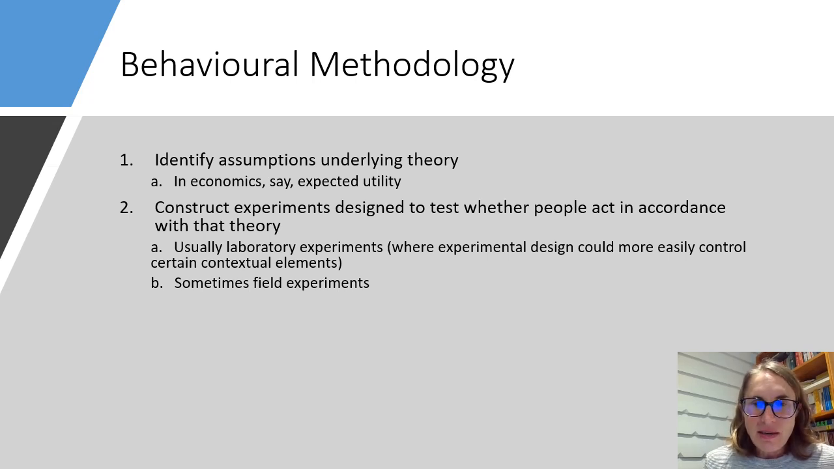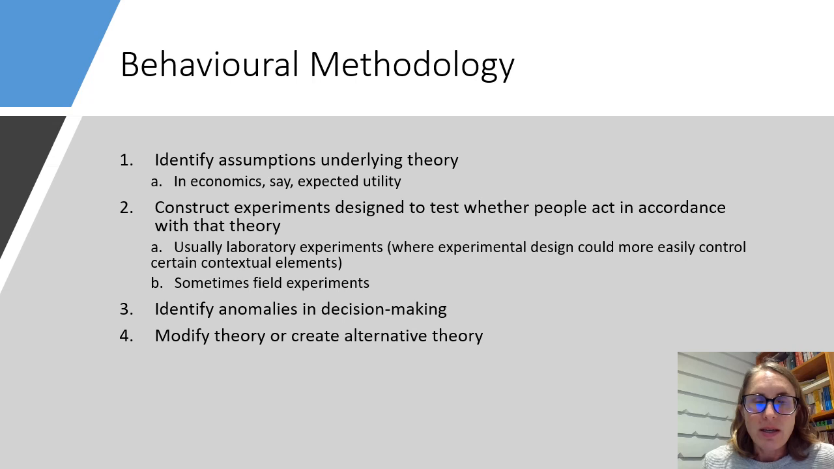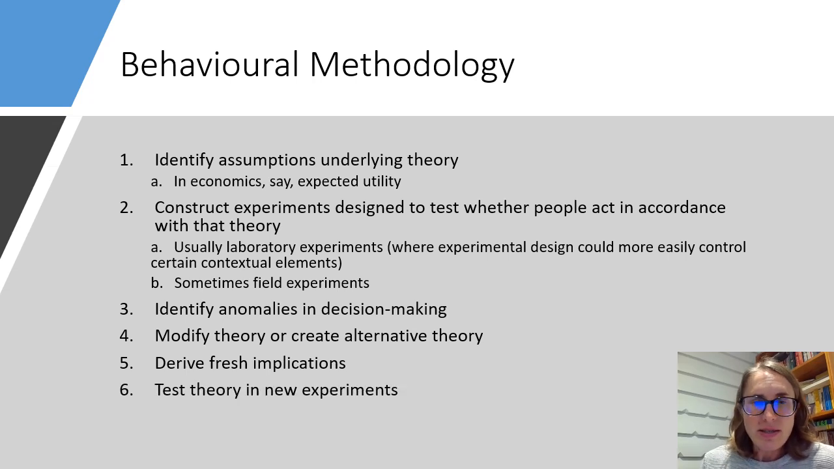So in addition to identifying assumptions underlying the theory and constructing experiments designed to test whether people act in accordance with that theory, behavioural economists then try to identify anomalies in decision making with respect to those underlying theories, and to try to work out what the rules are that guide decision making in those contexts. This leads them to modify the theory or create an alternative theory, deriving fresh implications and testing that theory again in new experiments, either in the laboratory or in the field again.